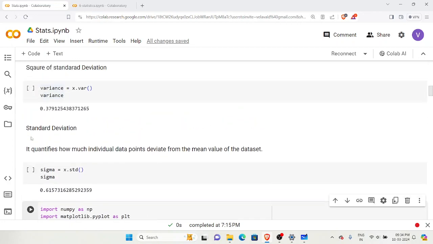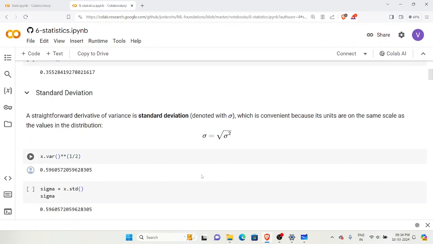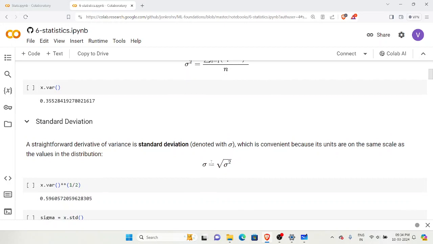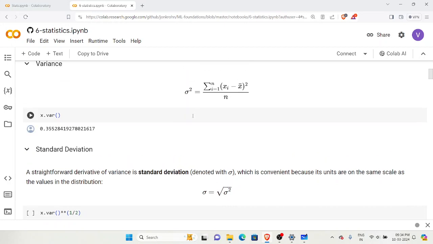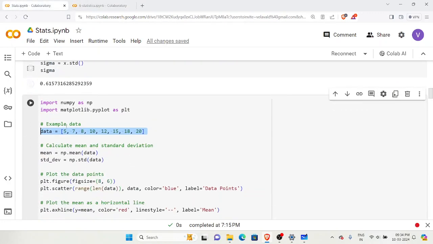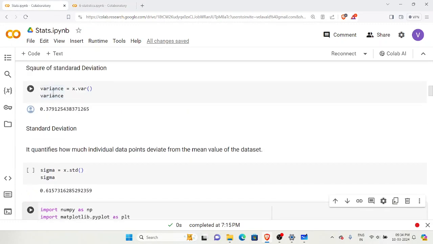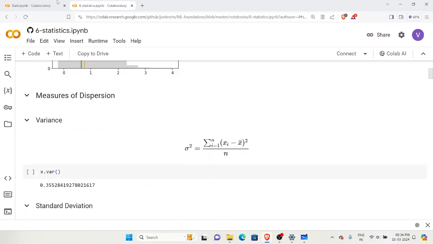So when you square it, that's called variance. The formula is given here. So when you square it, it becomes variance, and the square root of that is the standard deviation. But standard deviation is easier to understand, as in my notes. So standard deviation is this, and the square of it is called variance.